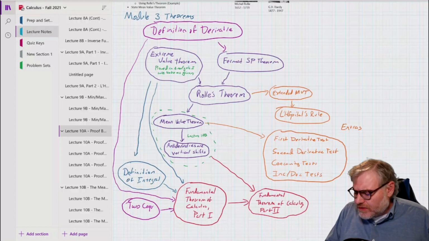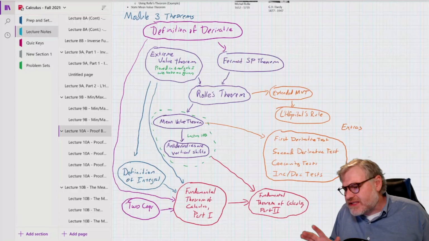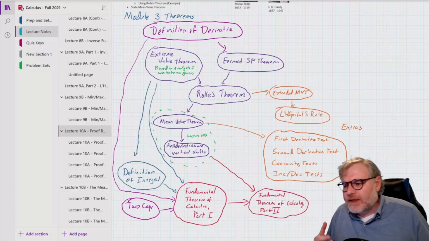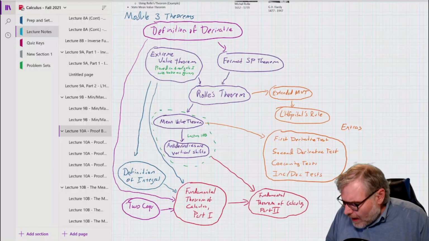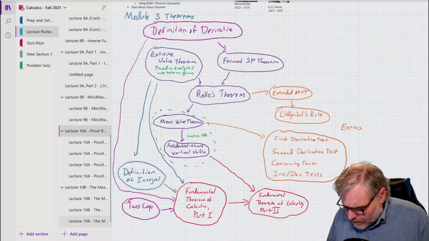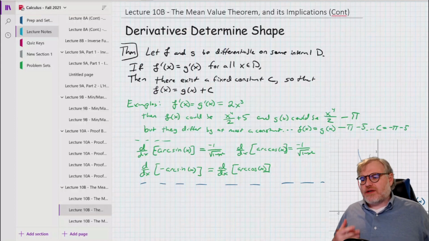Rolle's theorem is also used to prove something called the extended mean value theorem, which is very similar, except it's got a little bit more oomph, which you use then to prove L'Hopital's rule, the full version. But for us, we want to show that antiderivatives are vertical shifts of each other. In other words, derivatives determine shape.